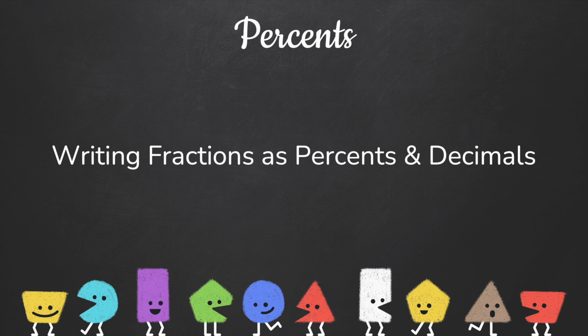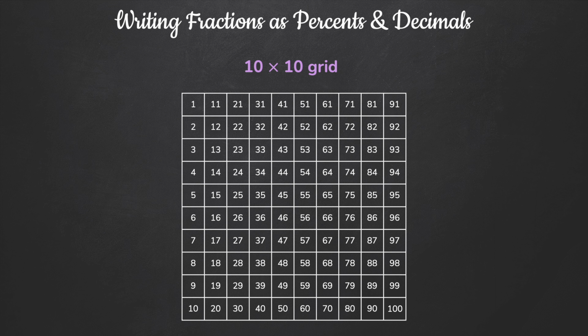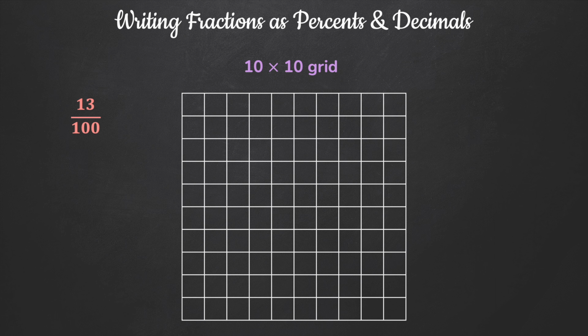Hello, mathematicians. Today we're going to be learning about percents, more specifically writing fractions as percents and decimals. To get us started, here we have a 10 by 10 grid. And a 10 by 10 grid is helpful because we know that percents are out of 100.